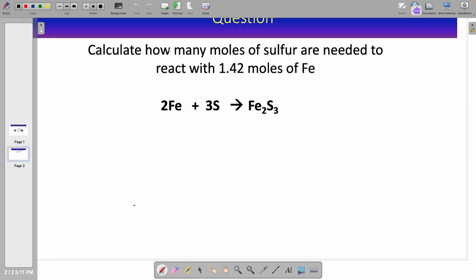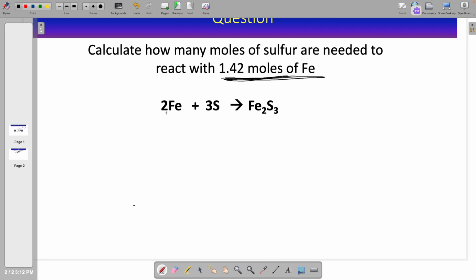It says, calculate how many moles of sulfur are needed to react with 1.42 moles of iron. So the 1.42 moles of iron is what is given in the problem. And this is a chemical equation. First, we have to make sure the equation is balanced. In every chemical equation, you always have a reactant side and a product side. Here we have our reactant side. We have iron and sulfur reacting to make iron trisulfide. So we have to check we have the same number of atoms on both sides of our equation.